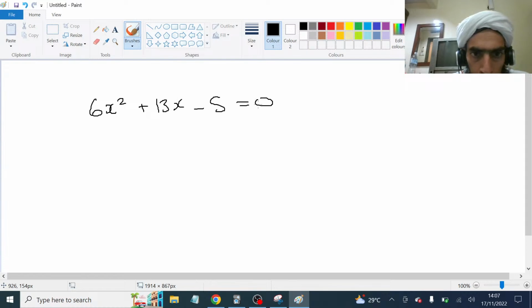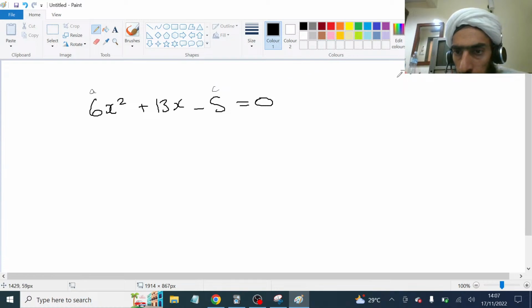is equal to 0. So here it's got equal to 0 already, so that's good. We're going to need that. We have a slightly more complicated quadratic, so we're going to have to use the AC method. So here's A, here's C. If we multiply them, that's minus 30.